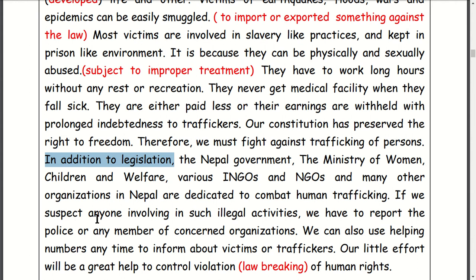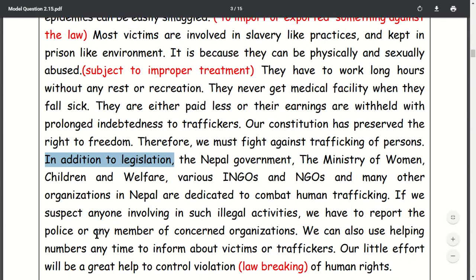If we suspect anyone involved in such illegal activities, we have to report to the police or any member of the concerned organization. How can we report? We can also use helpline numbers. There are helpline numbers anytime to inform about victims or traffickers.